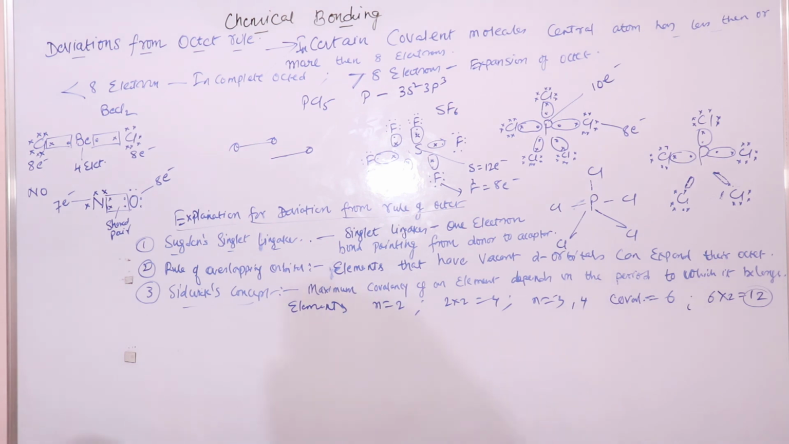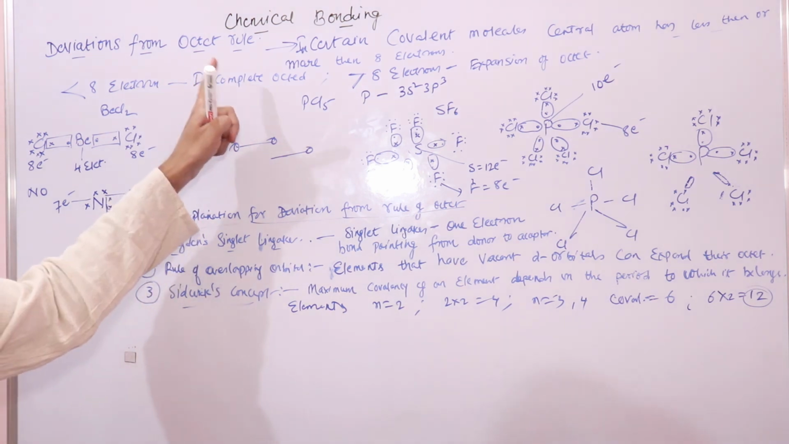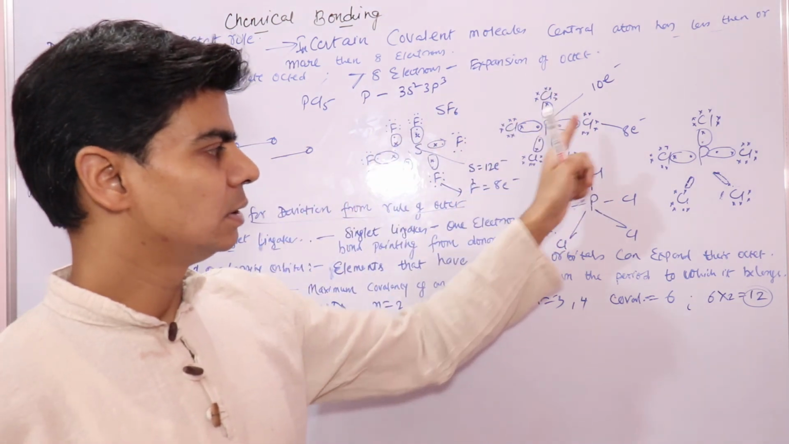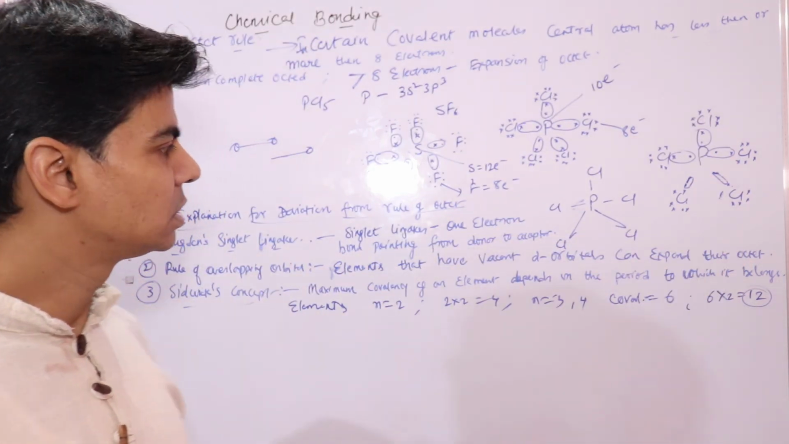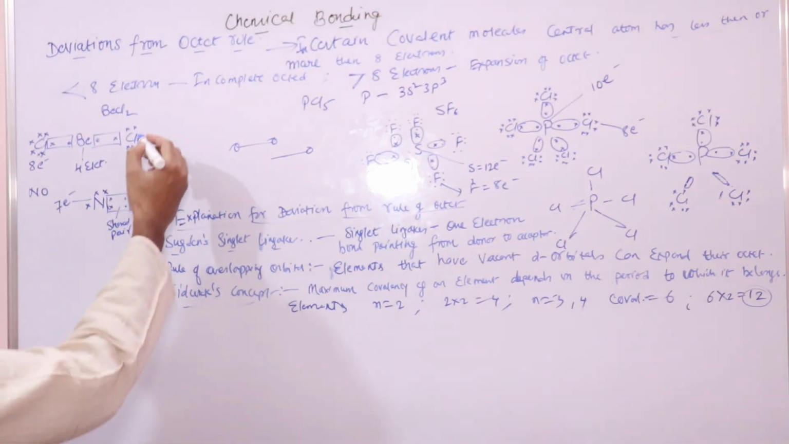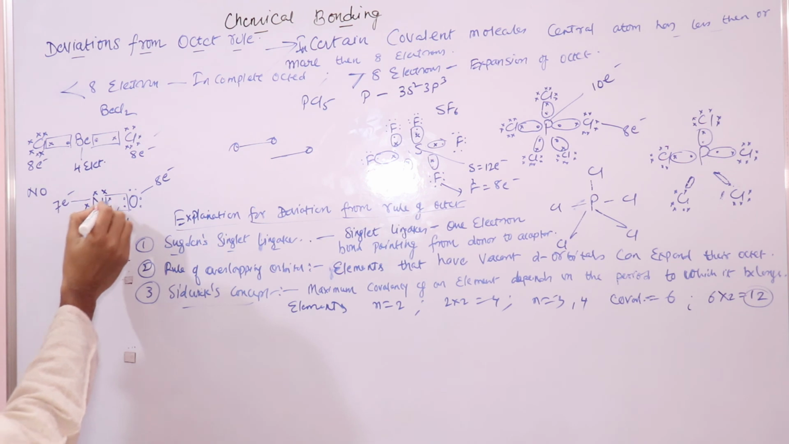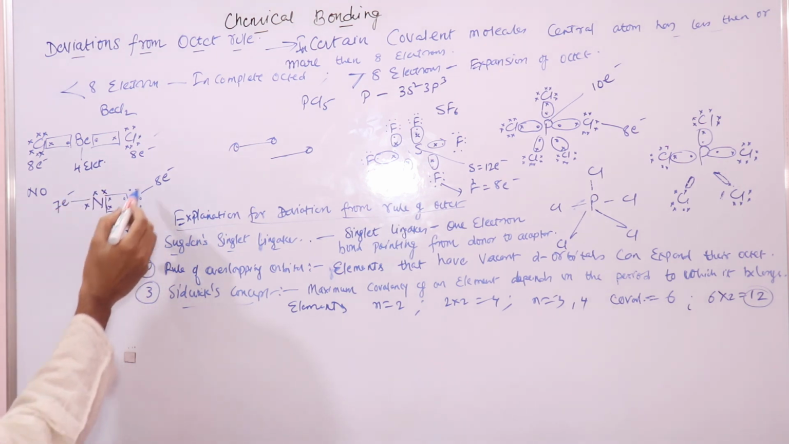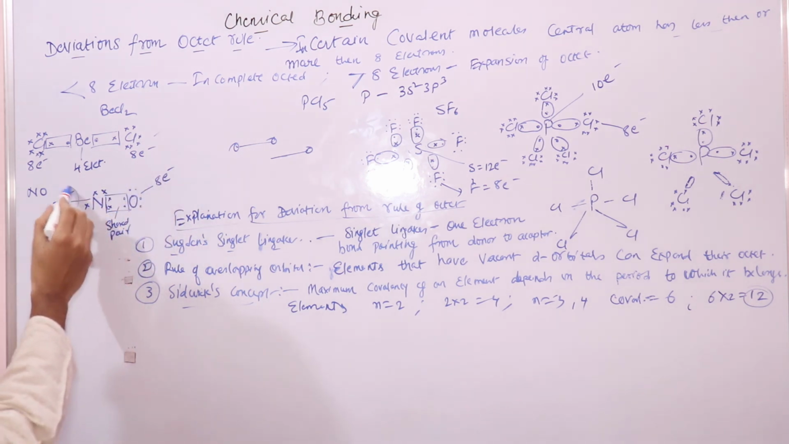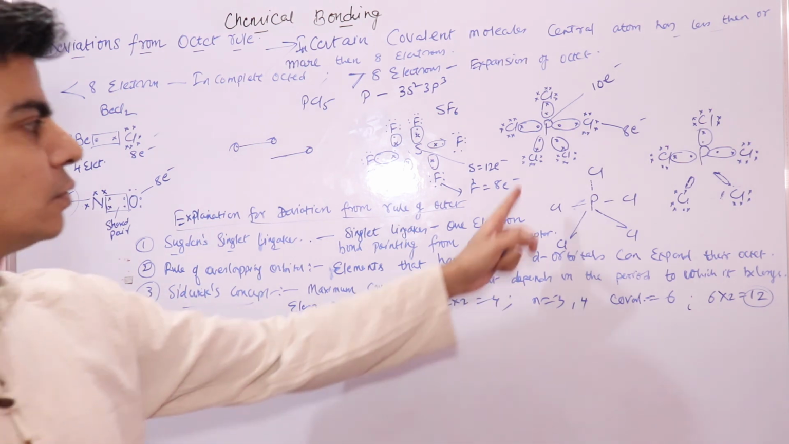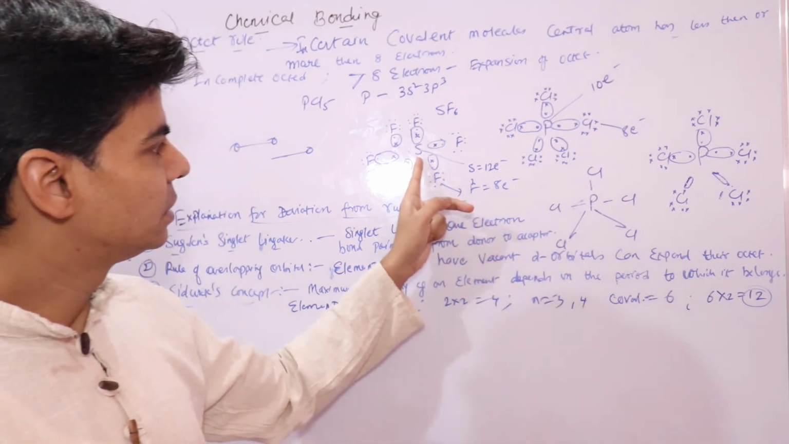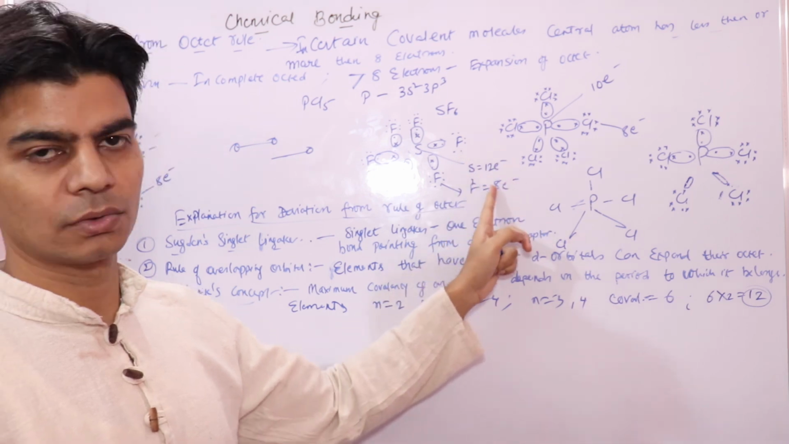So we just need to remember some of the compounds in which the rule of octet is violated. BeCl2 has only 4 electrons in the central atom. NO, the nitrogen atom, has only 7 electrons. Similarly, phosphorus has 10 electrons, and in SF6 we have 12 electrons.